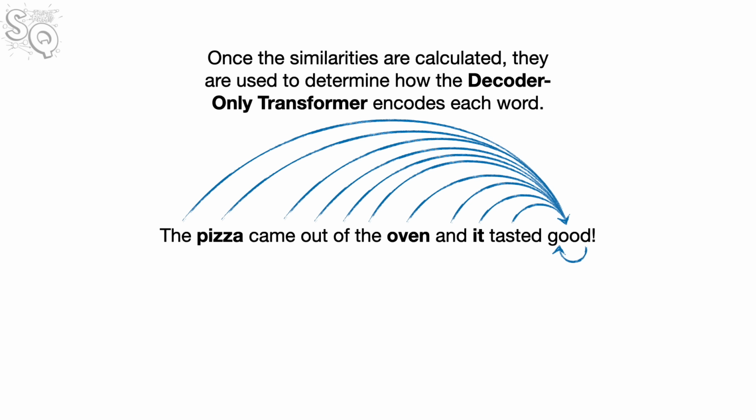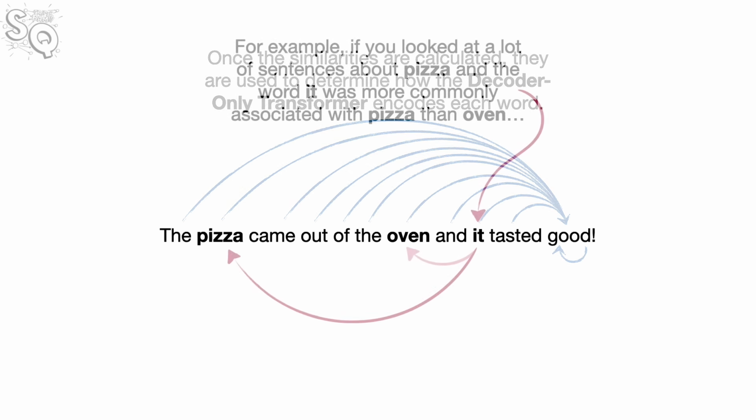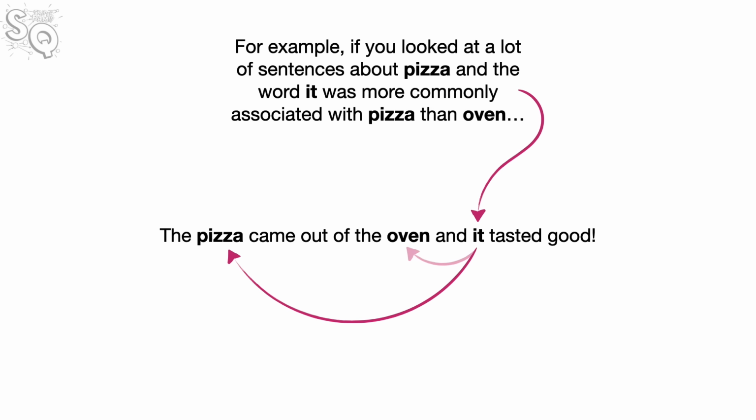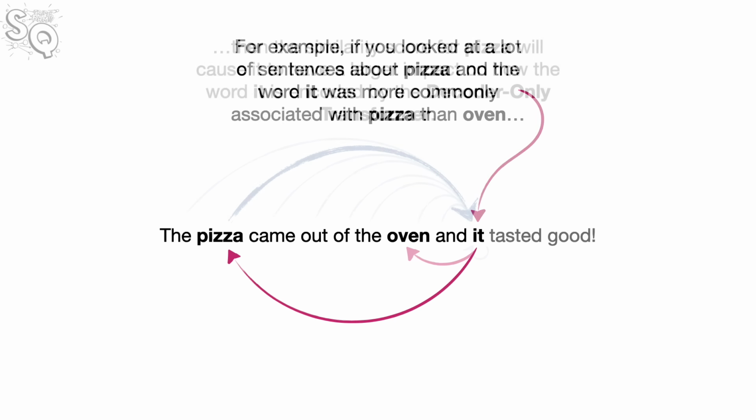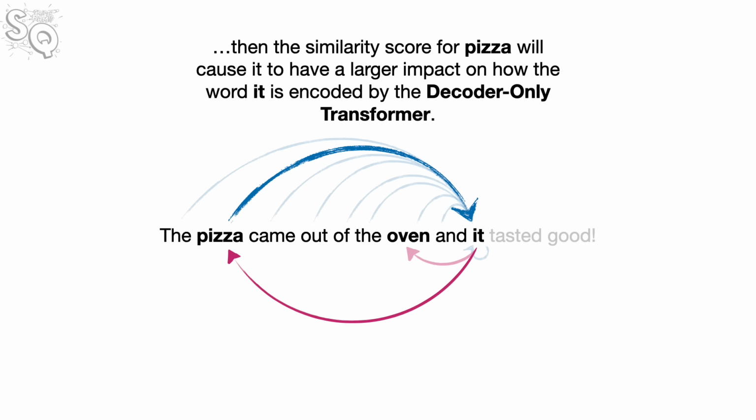Once the similarities are calculated, they are used to determine how the decoder-only transformer encodes each word. For example, if you looked at a lot of sentences about pizza and the word it was more commonly associated with pizza than oven, then the similarity score for pizza will cause it to have a larger impact on how the word it is encoded by the decoder-only transformer.